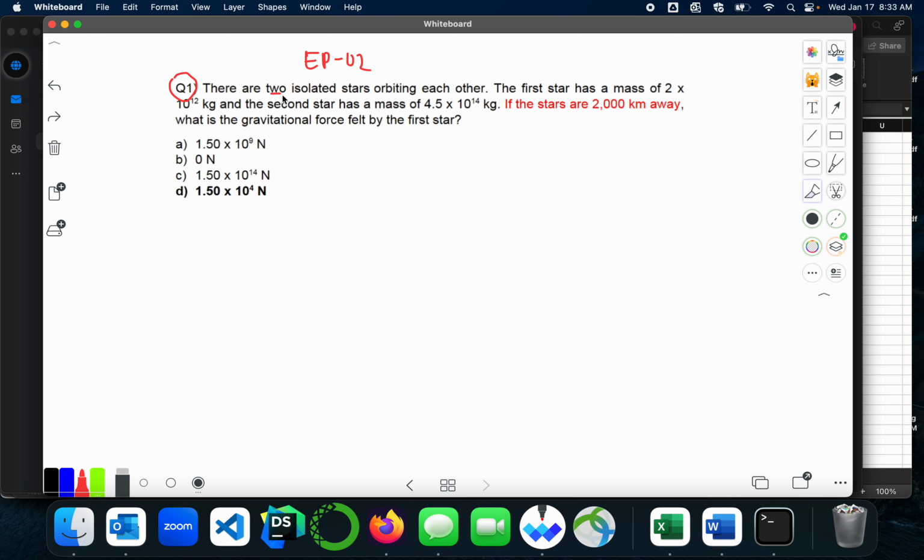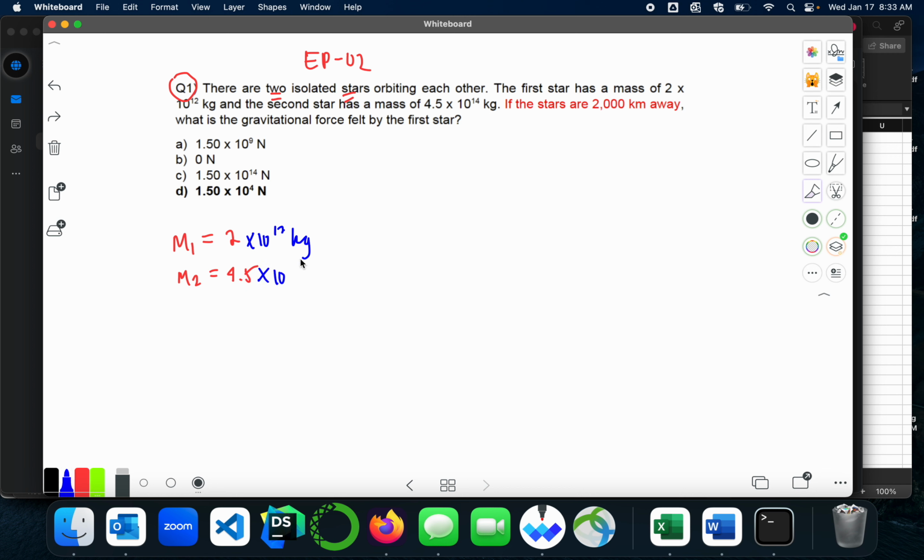Two stars orbiting each other. The first star has a mass. All right, let's write this down. Let's make some notes. M1 is equal to 2 times 10 to the 12 kilograms. I'm guessing to give us M2 here. And the second star, that's right, has a mass of 4.5 times 10 to the 14. These are pretty big pieces of fire, aren't they? Okay, 4.5 times 10 to the 14 kilograms.